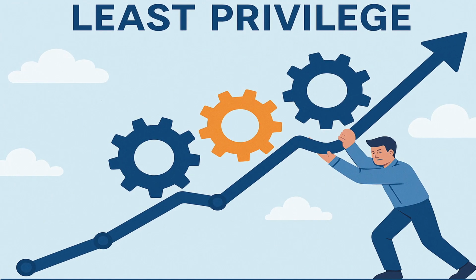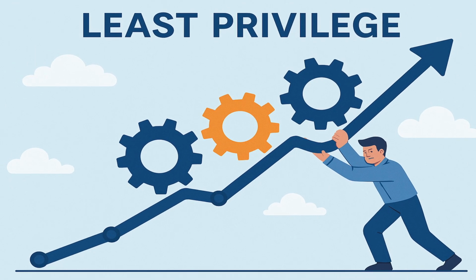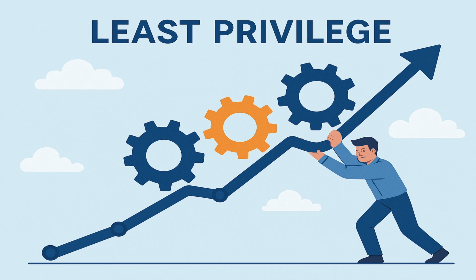It's also important to consider service accounts and automated processes. These are often overlooked but can hold excessive permissions that attackers love to exploit, especially if they're using default credentials or shared passwords. Implementing least privilege requires an ongoing effort. It's not just a one-time setup. It means continuously asking, does this user or system still need this access? And if the answer is no, it needs to be revoked.